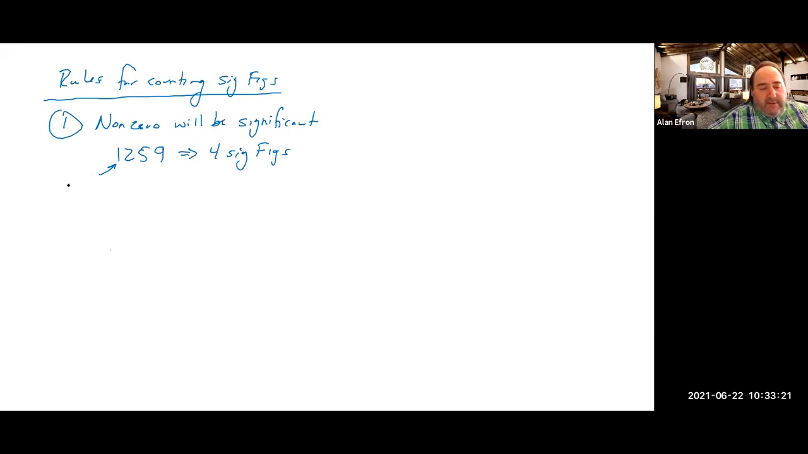Now it's the zeros that sometimes really confuse people. There are three different types of zeros. The first one is sometimes referred to as a leading zero. Those are all the zeros that come before you hit the first non-zero number. So again, going left to right, all the zeros that happen before you start hitting that non-zero number are not significant.